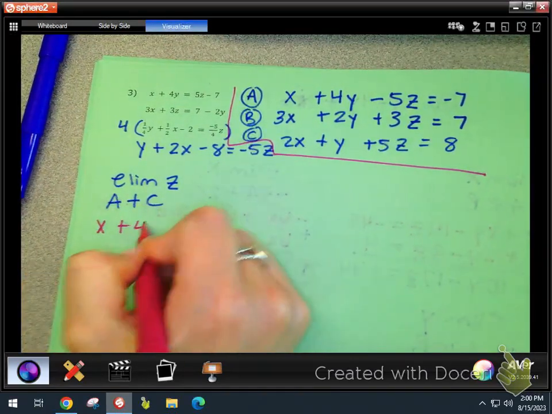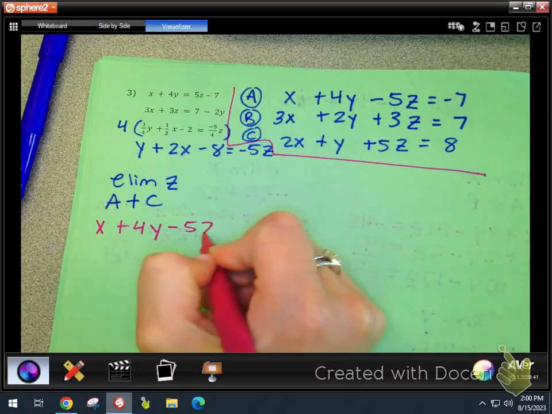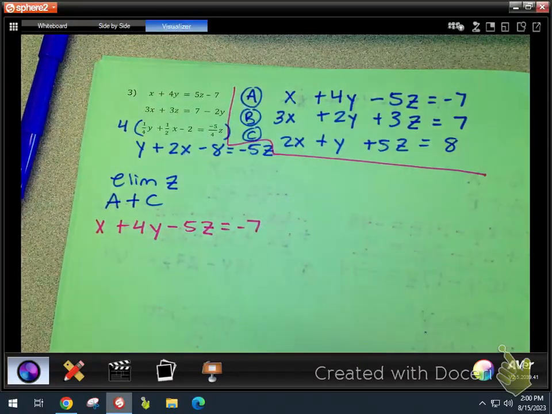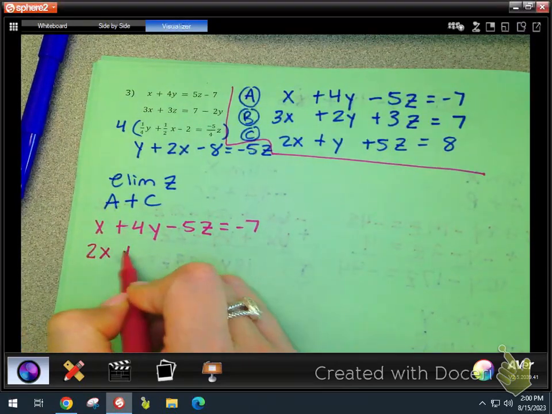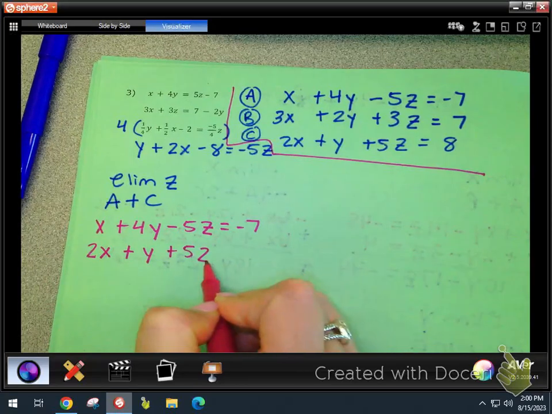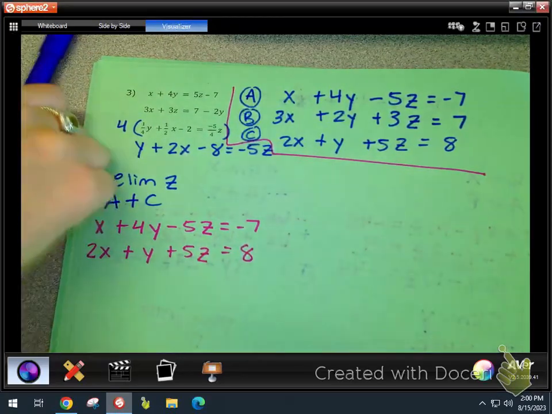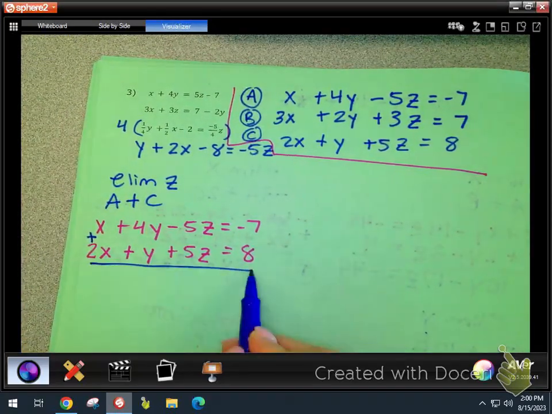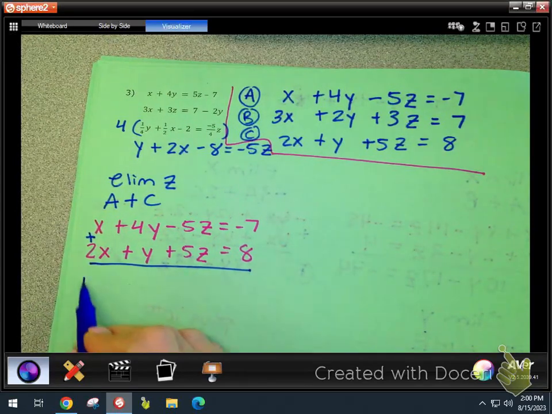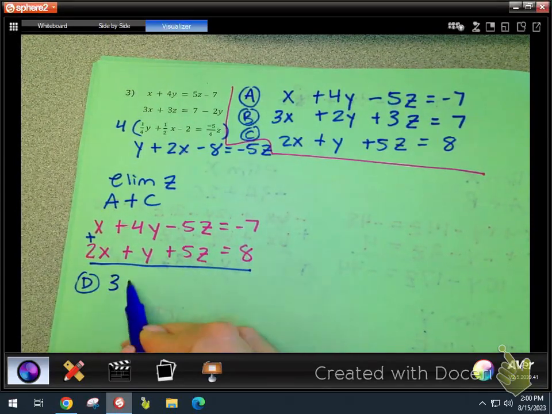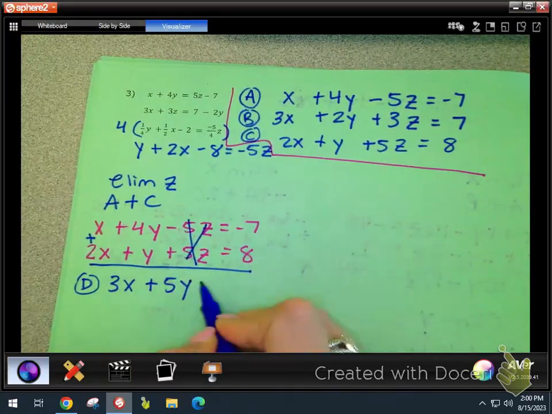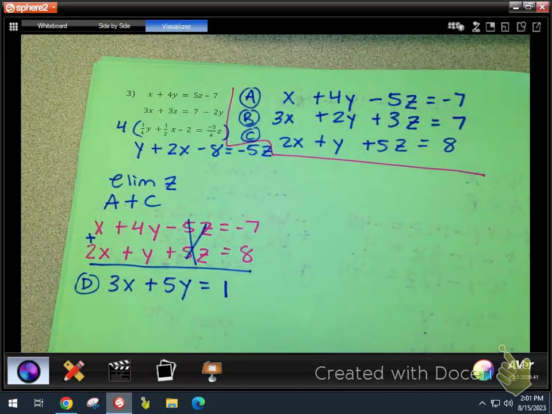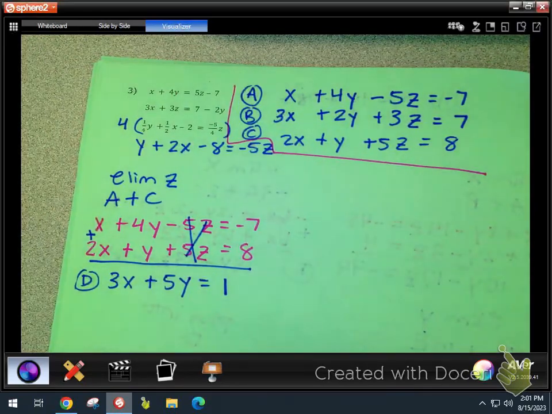This is nice because you don't have to multiply by anything. And that's usually where the mistakes happen, when you multiply and you make a mistake there. You don't do it right. 2x plus 3x, 5y equals 1. That's your equation D.